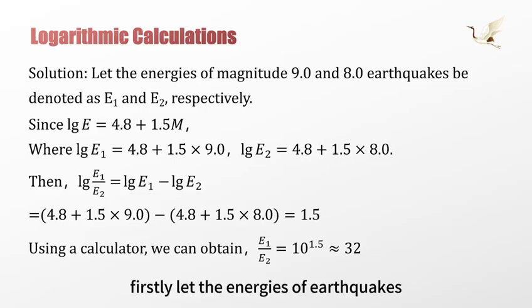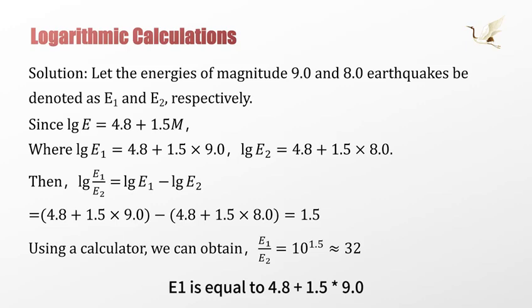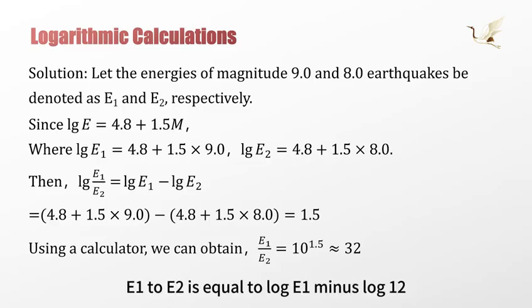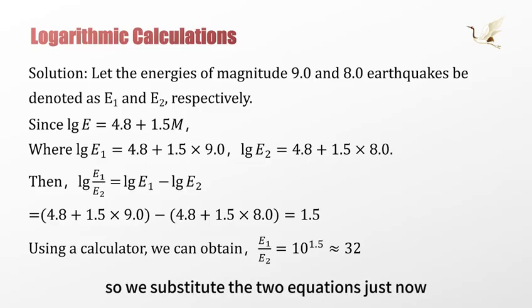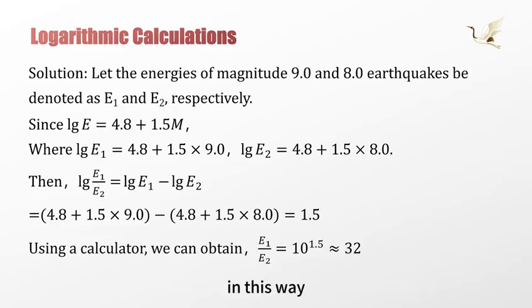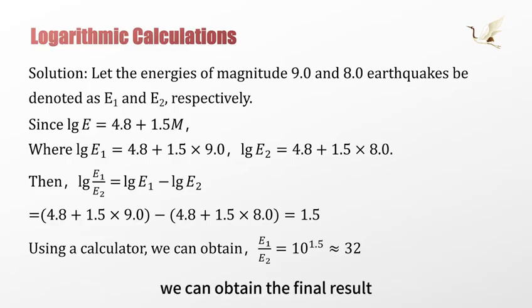Firstly, let the energies of earthquakes with Richter scales of 9.0 and 8.0 be E1 and E2, respectively. Given that log E is equal to 4.8 plus 1.5 times M, it can be concluded that log E1 is equal to 4.8 plus 1.5 times 9.0, and log E2 is equal to 4.8 plus 1.5 times 8.0. So log of E1 over E2 is equal to log E1 minus log E2. Substituting the two equations just now, the calculation gives 1.5. In this way, E1 over E2 is equal to 10 to the power of 1.5, and through calculation tools, we can obtain the final result, which is approximately 32.